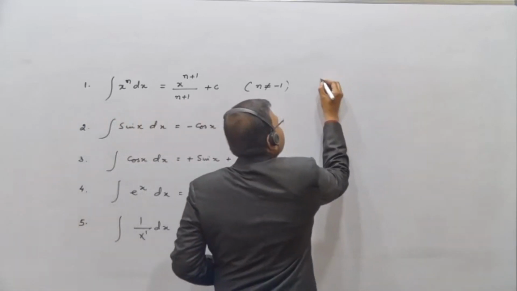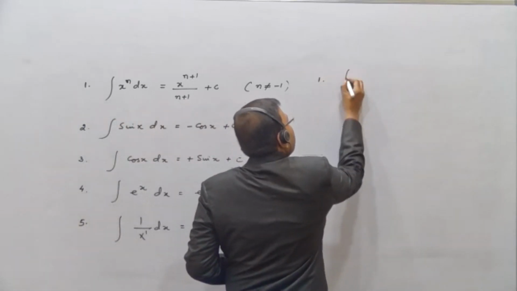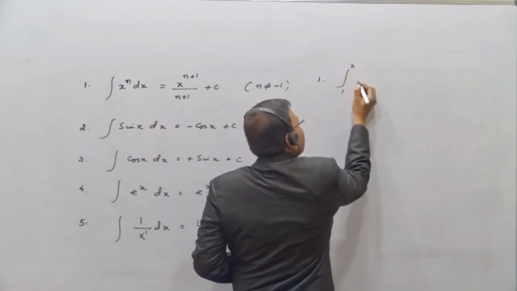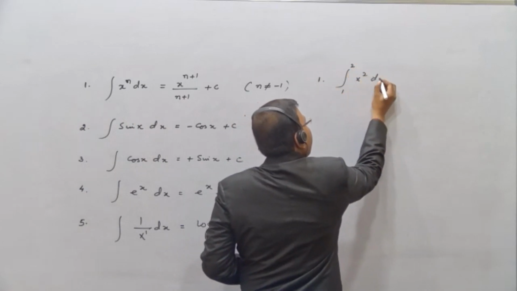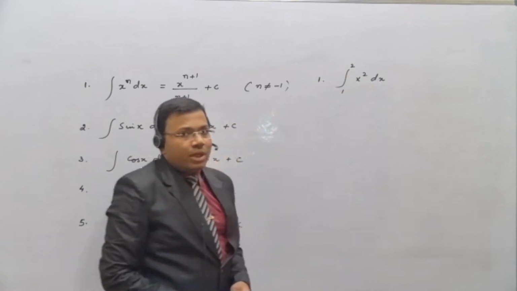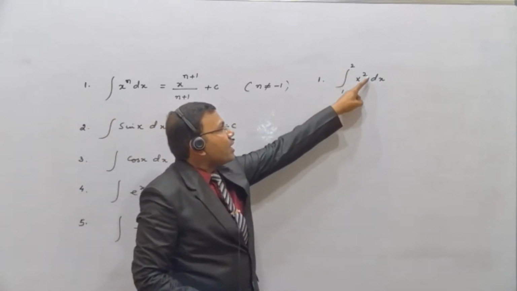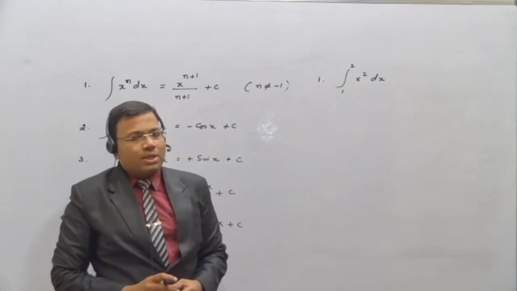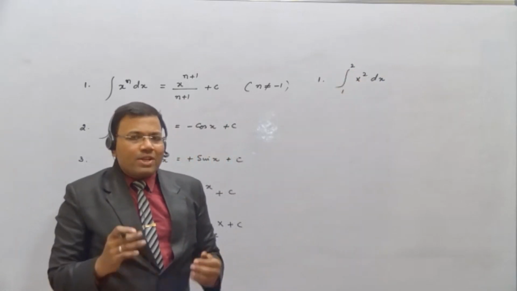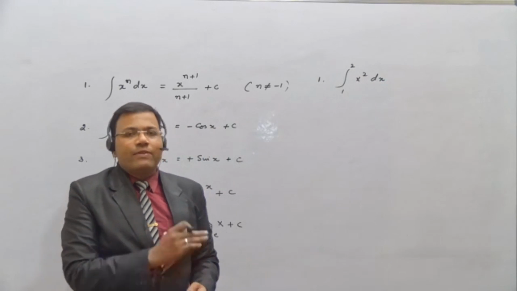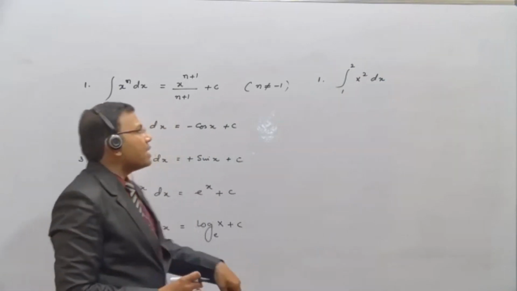The first problem. Integration of x square dx. You can see here I have given the limits, 1 to 2, and I am integrating x square with respect to dx. So how to solve this problem? First of all, you should know how to solve indefinite integration. I apply the same concept here.